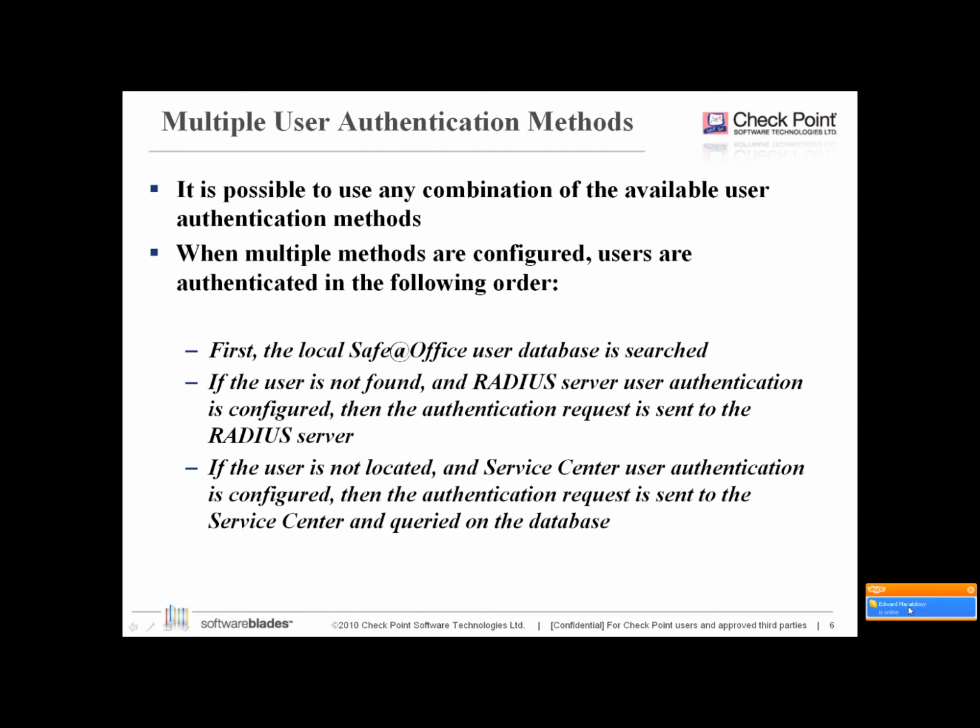Multiple user authentication methods. It is possible to use any combination of the available user authentication methods. When multiple methods are configured, users are authenticated in the following order. First, the local SafeItOffice user database is searched. If nothing is found, a Radius server, if configured, is searched. If the user is not located and the Service Center user authentication is configured, then the authentication request is sent to the Service Center and queried on the database.